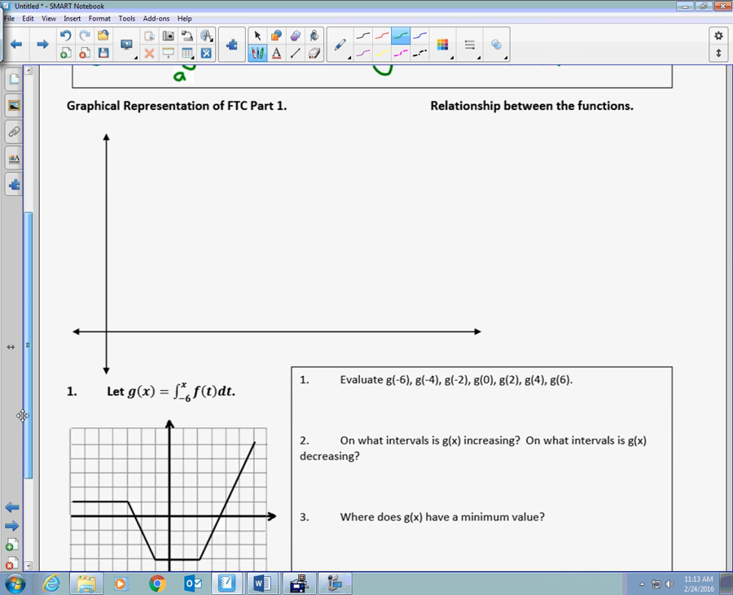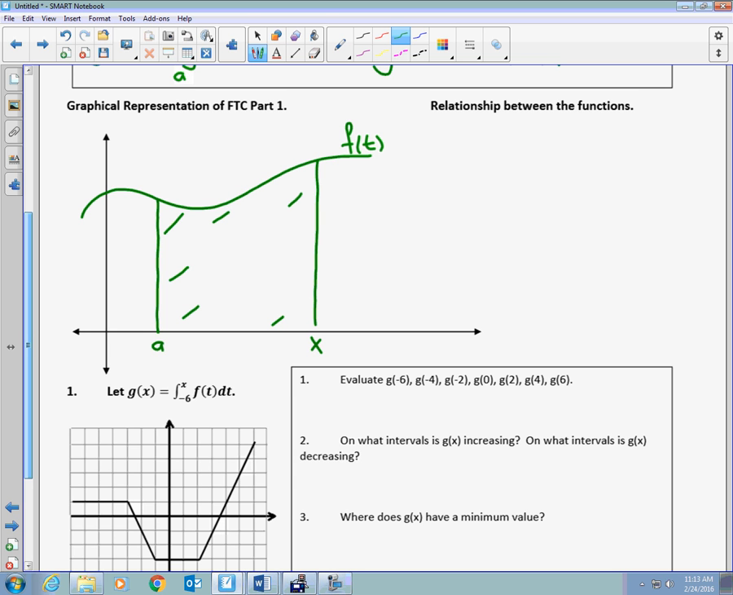Okay. Graphical representation of fundamental theorem of calculus part 1. We have a function. We will call it f of t. And we're going to bound that function from a to x. As we talk about this area piece, it is g of x, which is the integral from a to x of f of t dt.